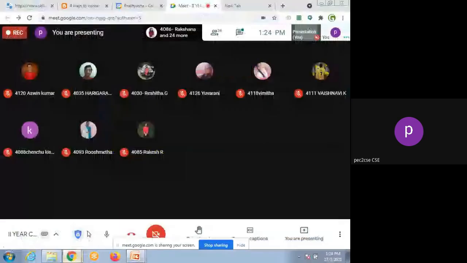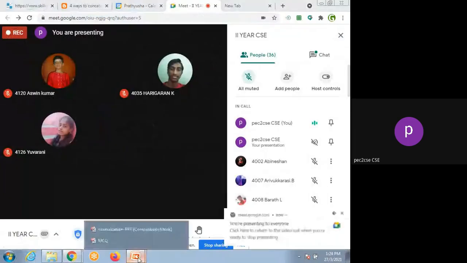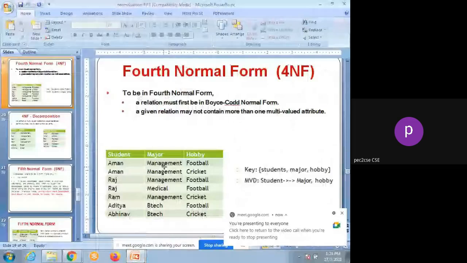Fourth normal form says that there should be only one multi-value dependency. So we are decomposing this original table into 2 tables in the case of fourth normal form. Student major, student hobby, that's it.